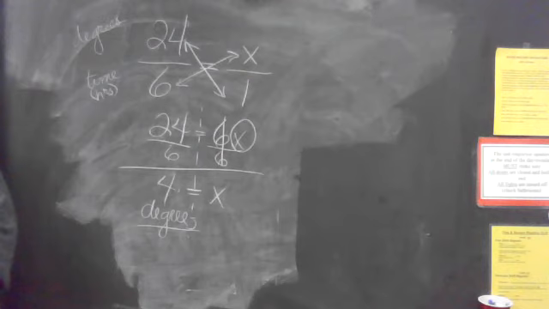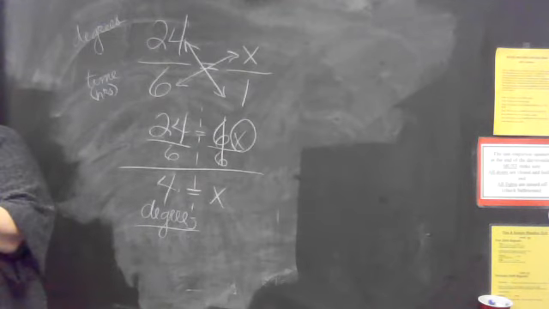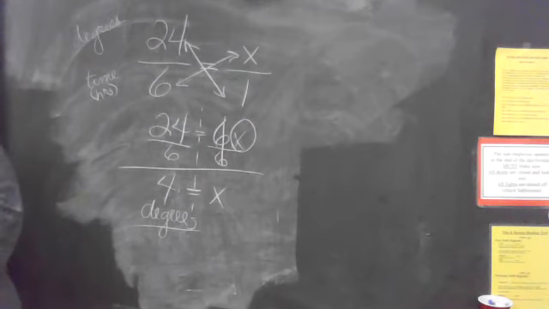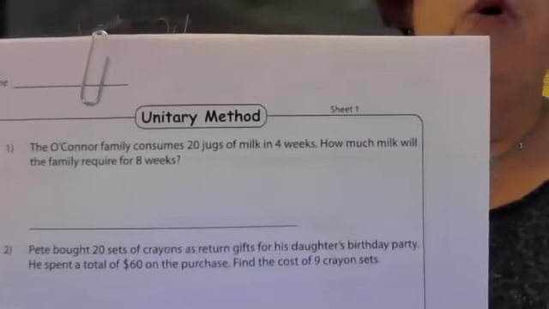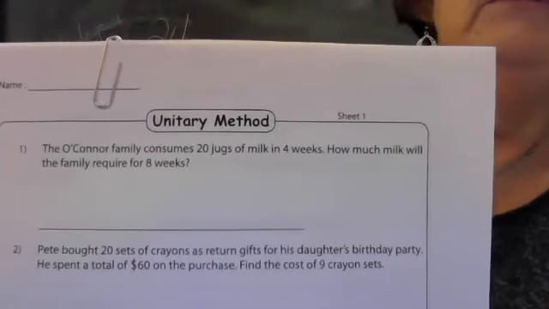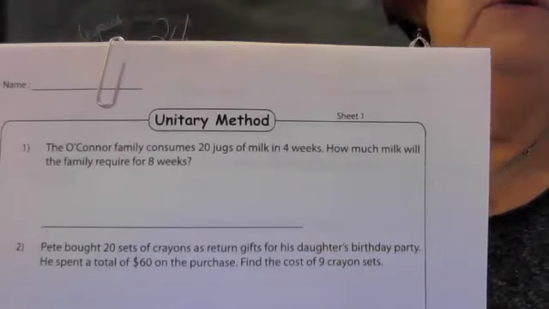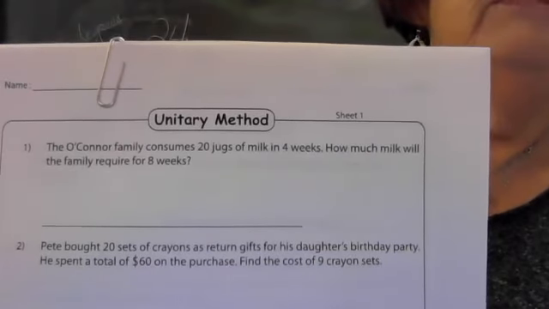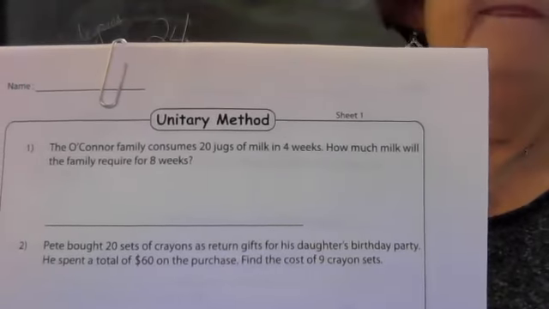Now, there's some other word problems in here that don't ask for unit rate. I want you to go to the very next page, which is page 4. And this page is entitled Unitary Method. Now, I never knew what it was called, but you're going to love proportions to solve this type of stuff. Here's the worksheet we're on right now. It is page 4 in packet 2. And we're going to start with number 1, the O'Connor family.